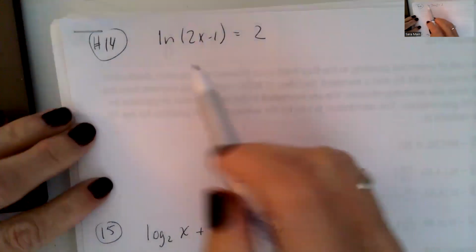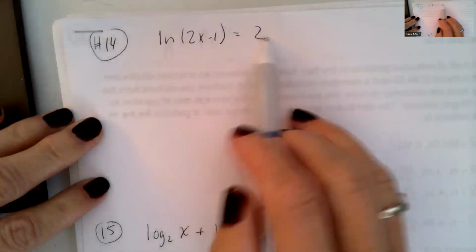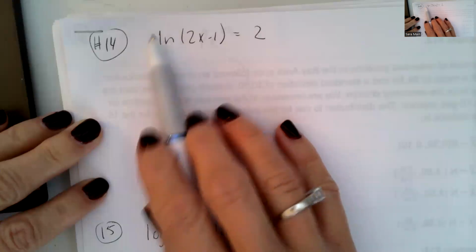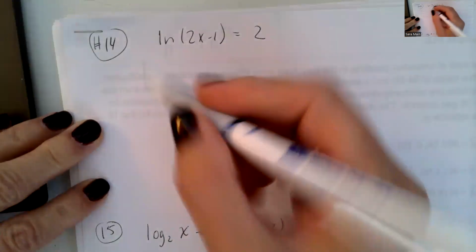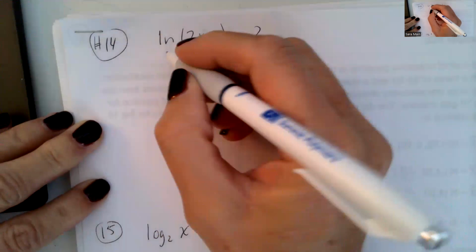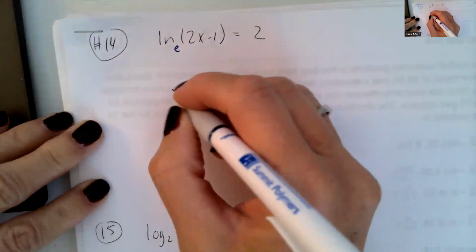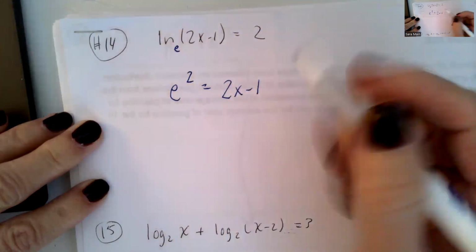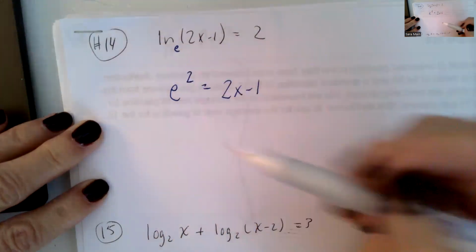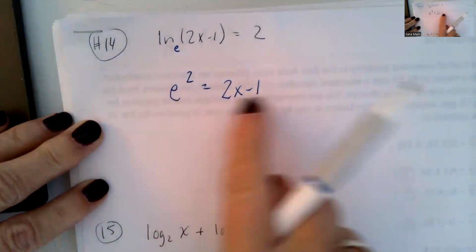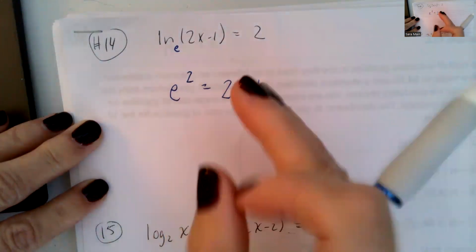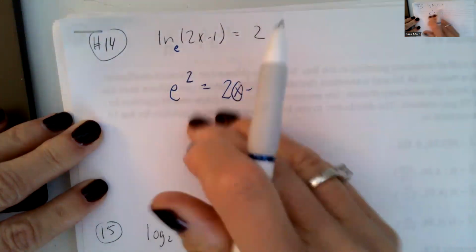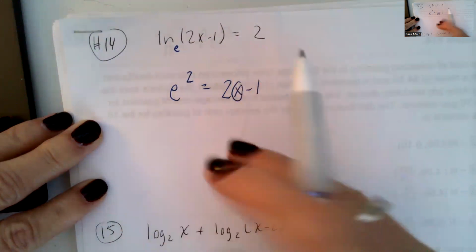So number 14 says the natural log of 2x minus 1 equals 2, and we need to solve for x. To do that, I'm going to translate this natural log into an exponential function. Natural log has a base of e, we just don't see it. So I'm going to rewrite this as e squared equals 2x minus 1, because natural log and e are inverse functions of each other. Now I can evaluate e squared, but I'm going to leave it for now because I'm trying to solve for x. I'm just going to isolate x, and then I'm going to simplify everything in Desmos in a minute.